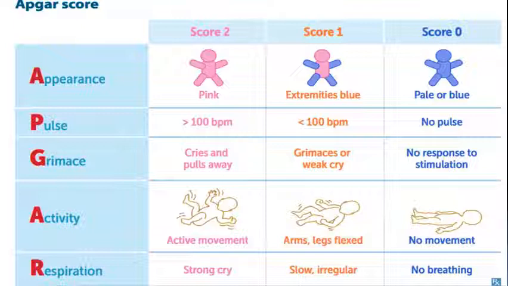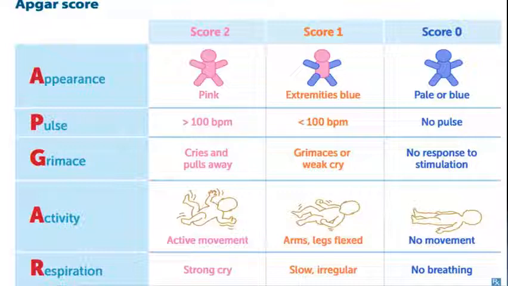As I mentioned earlier, appearance. If you see the highest score, it is given when the body is completely pink and the pulse rate is more than 100 beats per minute, and if the baby cries and pulls away, and you can see the baby is very active and the movements are very active, and there is a very strong cry, then in this case the baby gets a score of 2 for each parameter, and totally the score will be 10 out of 10. Because respiration, if you talk about it, a crying baby is a breathing baby and a crying baby is a healthy baby, right? So that is the concept.